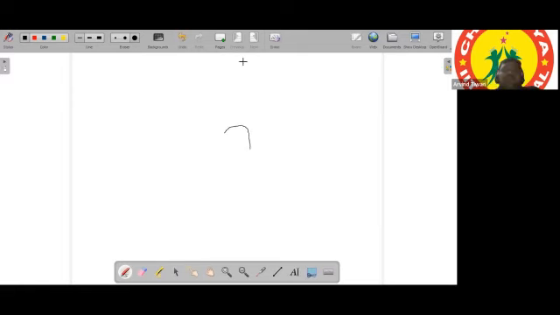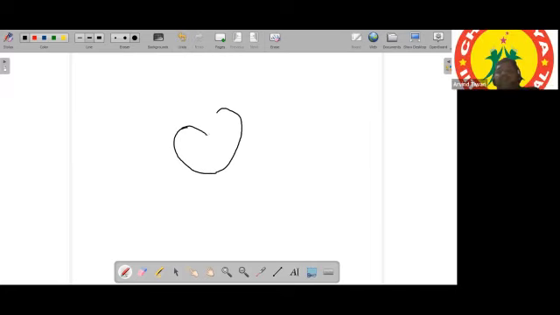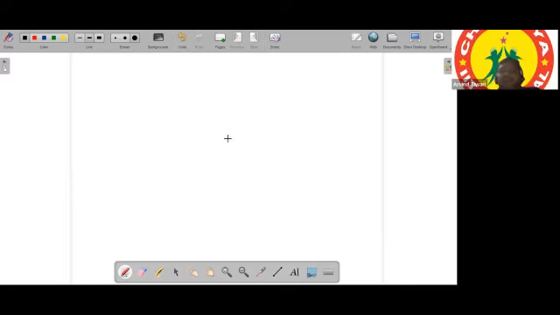So I hope this structure of heart, at least you have drawn at least once or twice in your life. Have you drawn a heart like this? Every time you people create a heart like this, right? This is what you draw. So you have drawn the diagram of heart.